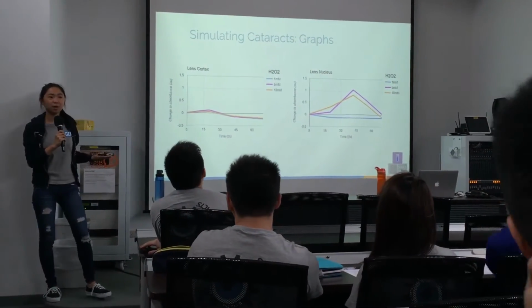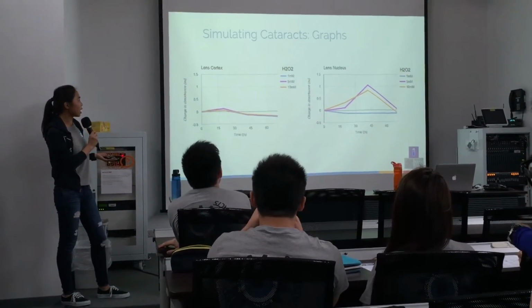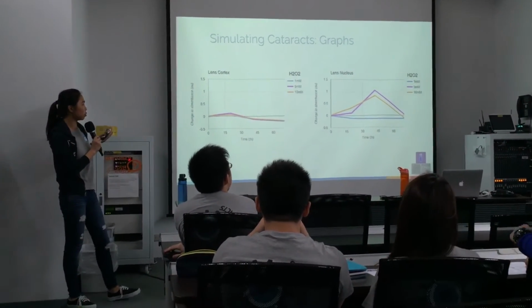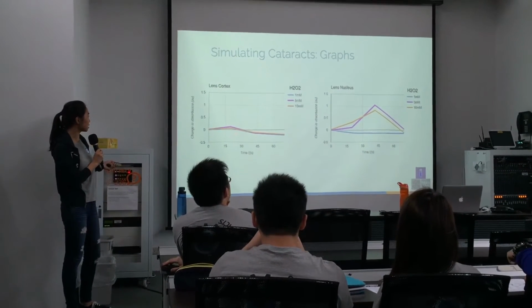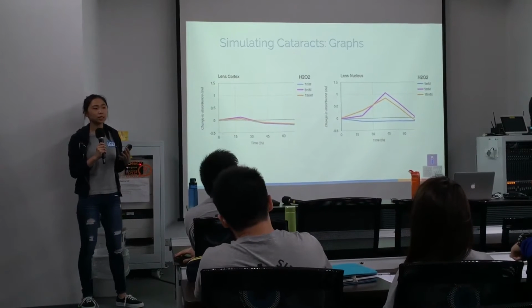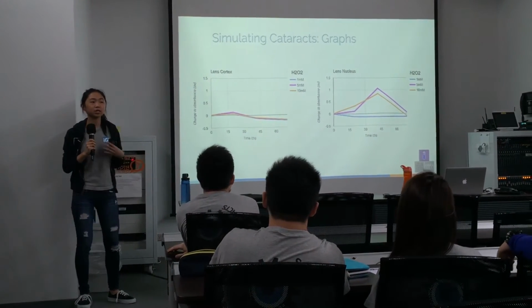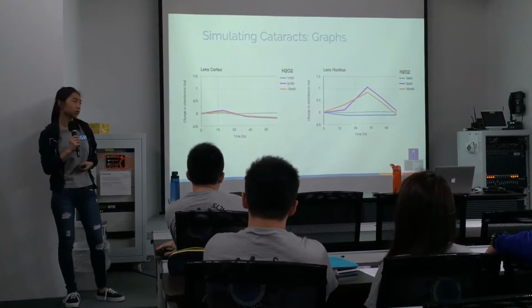These are the graphs we got from our cataracts model. And from these two graphs, we infer that hydrogen peroxide has a more profound effect on the nuclear protein than it has on the cortex protein. This is expected because nuclear protein is where all the older cells are. So with less GSH, it is more vulnerable to oxidative damage.